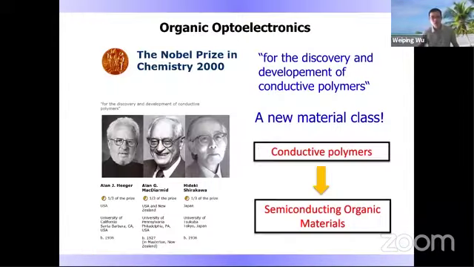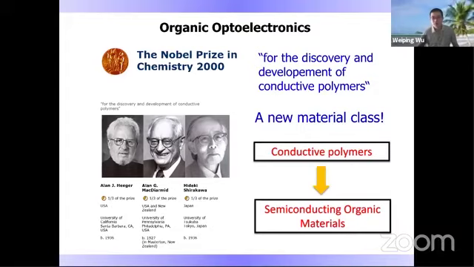So today I'm talking about two main aspects: functional materials for electronics and 2D materials for electronics. I will start by quoting the famous Nobel Prize in Chemistry in 2000, which was awarded to Professor Alan J. Heeger, Professor Alan G. MacDiarmid and Professor Hideki Shirakawa for their discovery and development of conducting polymers.